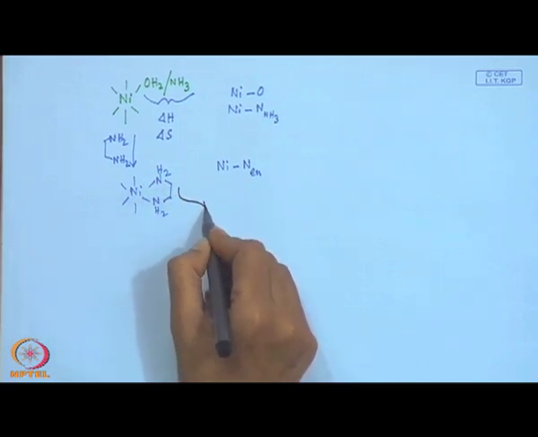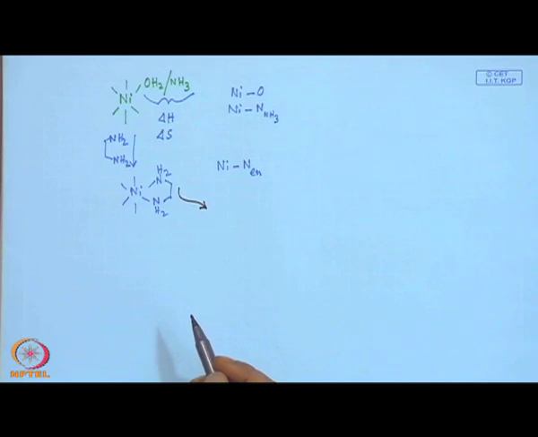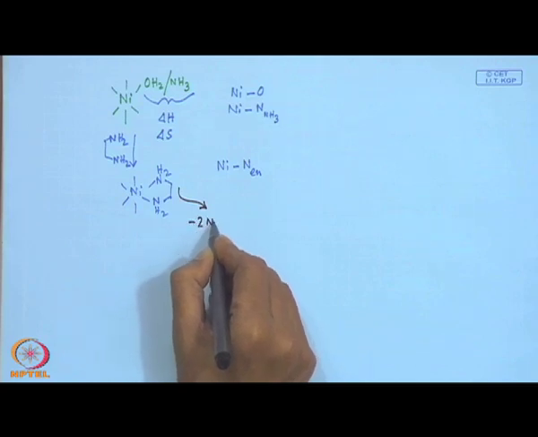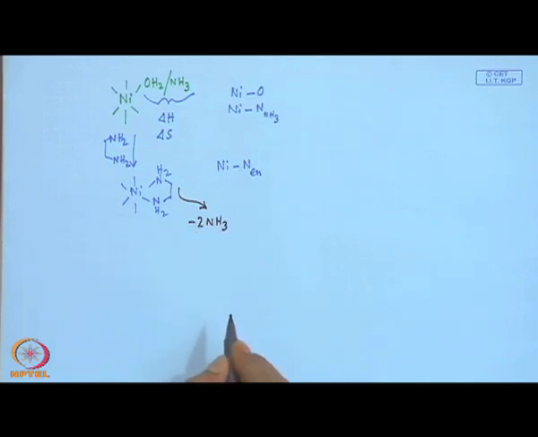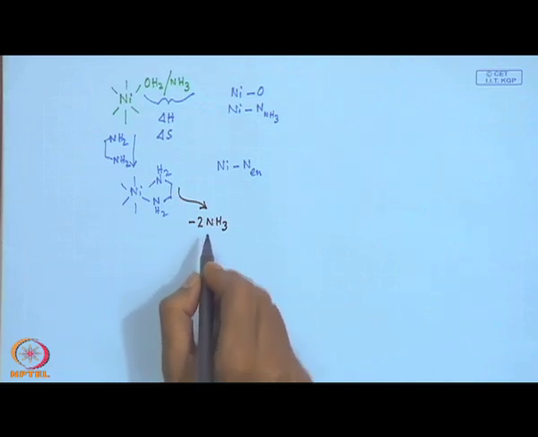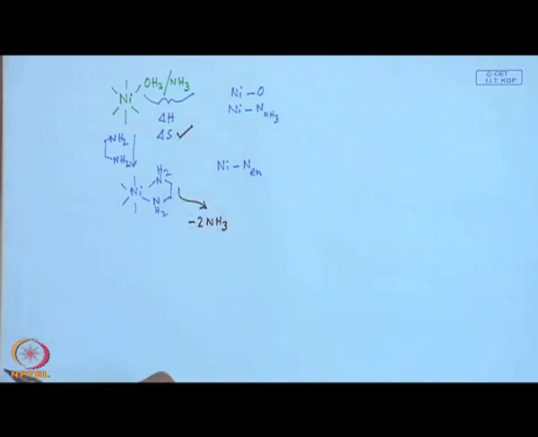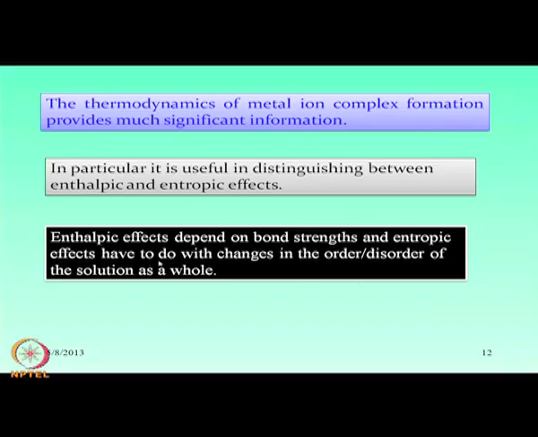In this particular case, when one ethylene diamine is binding towards the nickel 2 plus ion, it is removing 2 NH3 molecules. So, more number of molecules are removing from the system. So, we should have some contribution from the entropy term. So, this entropic effect will have some changes on the order and disorder of the solution as a whole. So, how the entropy effect can contribute for the solution thermodynamics for the binding of the chelate ring to the metal ion.